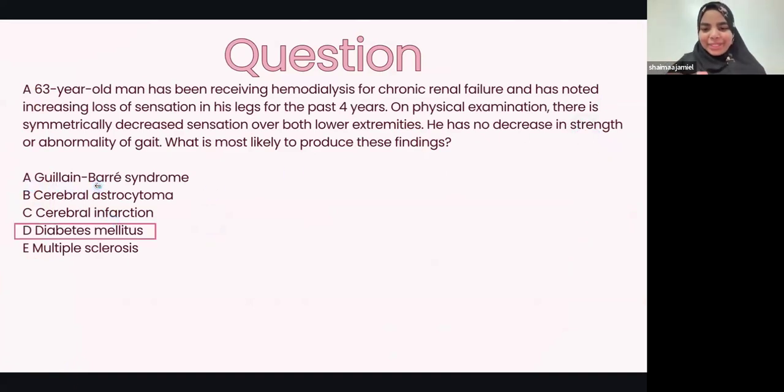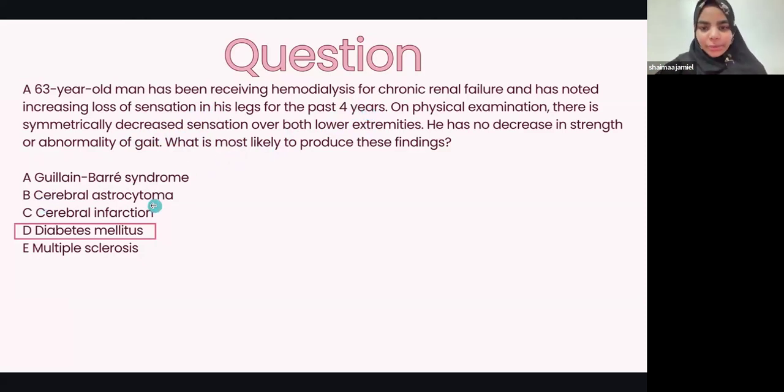Guillain-Barré would usually, what will happen? There's a previous infection, either GI or upper respiratory tract, and then they will have ascending paralysis. And it's not 4 years, it's going to be within a short time.